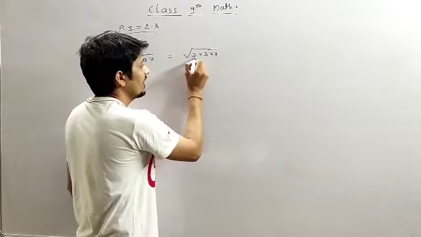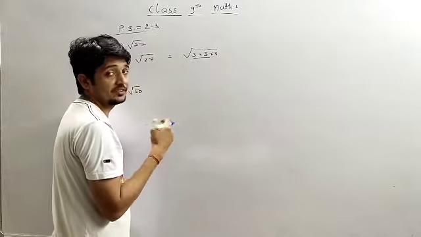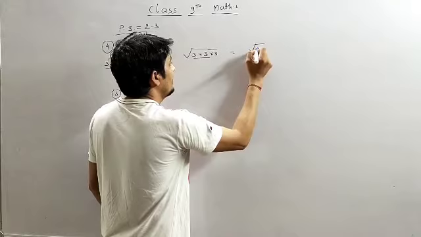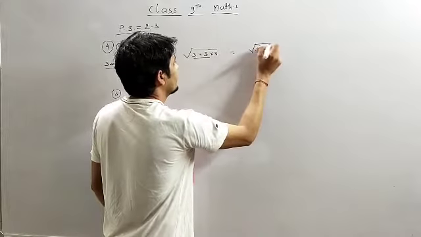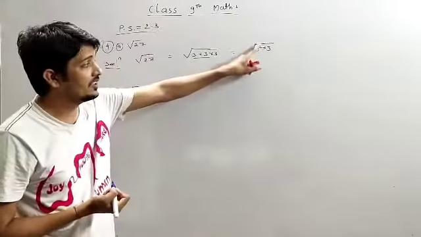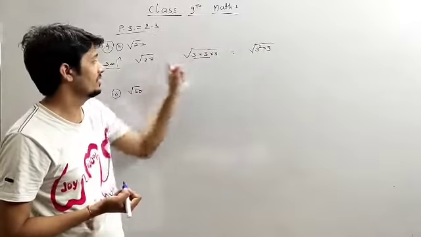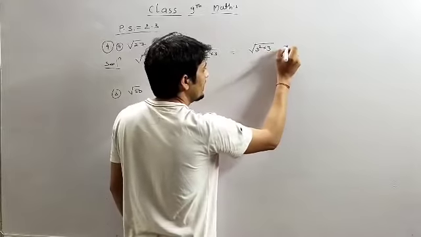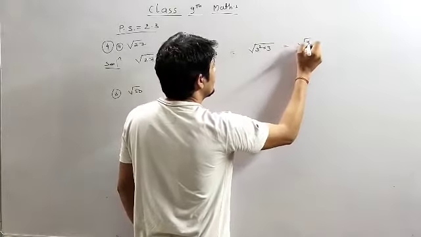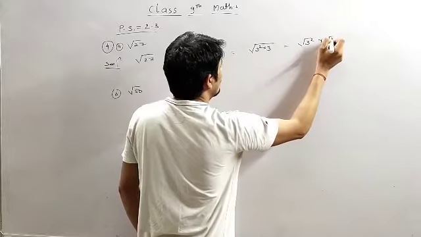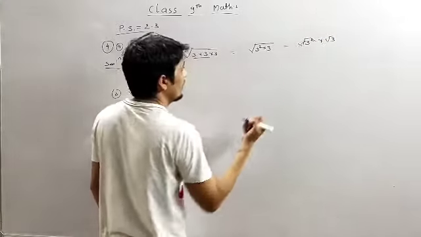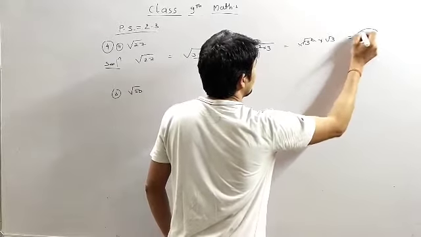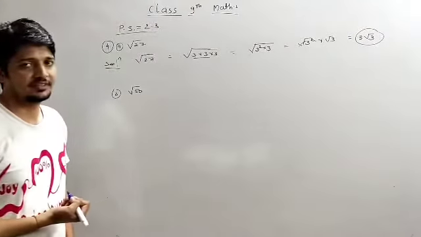So here we can see that 3 into 3 is 3 square. So we can write it as 3 square into 3. 3 3s are 9 and 9 into 3 is 27. So we can write both separately as root of 3 square into root 3. The square and root will get cancelled. So the answer will be 3 root 3. This is the answer. Okay.